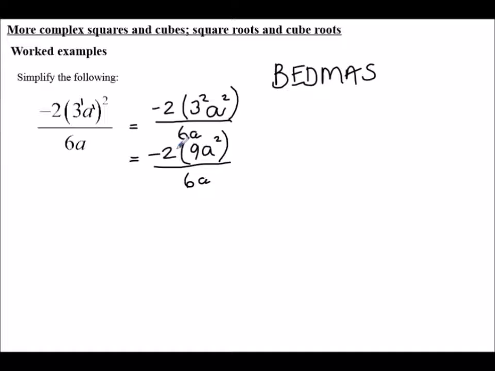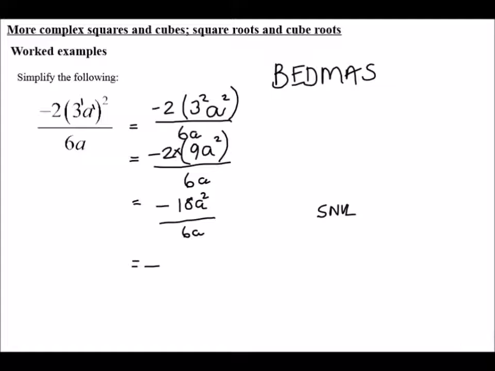Now I'm going to remove this bracket by distribution, but remember, all it means is negative 2 multiplied by 9a squared. So signs, numbers, variables, or letters. A negative times a positive is negative. Numbers, 2 times 9 is 18, and I have a squared over 6a, which now means I'm doing division. So once again, we look at the signs, numbers, and letters. So first of all, a negative divided by a positive is negative.